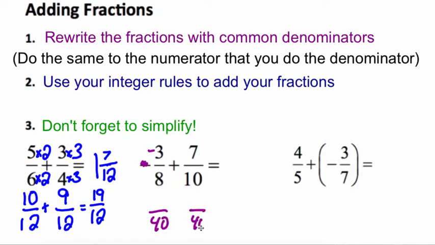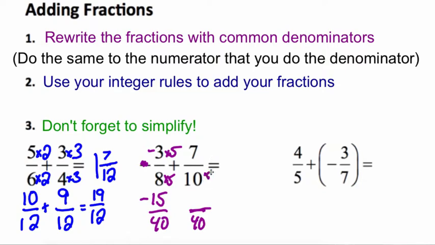All right, so 8 and 10, our common denominator is going to be 40. Remember, if you're not sure, look at your multiplication table. Try to find something that shows up in both the 8 and the 10 row in your multiplication table. To get from 8 to 40, we multiply times 5, so we do the same thing to our 3, which is 15, and the negative just kind of comes along for the ride.